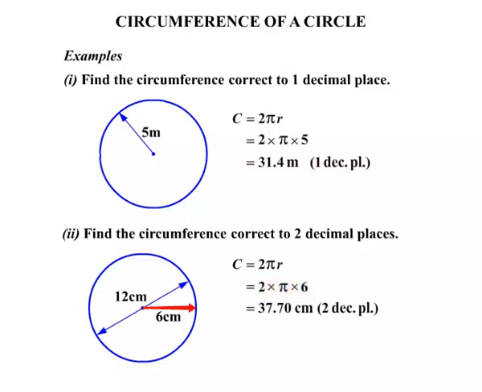Excellent. Well, that concludes the lesson, just a very short lesson there. It's a fairly straightforward formula. All you have to really remember is that if you are given a diameter, like in question 2, you'd need to halve it to find the radius first.